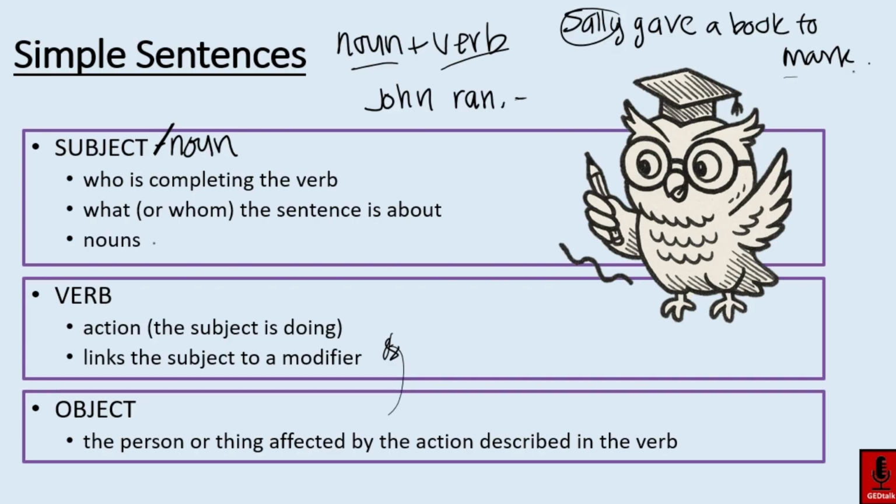So what is the verb that she is completing? She's giving, right? Gave is my verb right here. Well, what did she give? She gave a book. And to whom did she give? She gave it to Mark. So you have two objects on the receiving end of this verb gave.